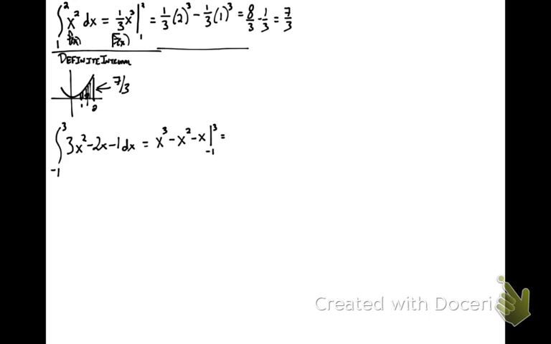When I do that, if I plug 3 into this entire function, I'll have 3 cubed minus 3 squared minus 3, and that quantity minus 1 cubed minus 1 squared minus 1. Well, 3 cubed is 27, and 27 minus 9 is 18, and 18 minus 3 is 15, so we've got 15 minus 1 minus 1 is 0, minus 1 is -1, so 15 minus -1 is 16.